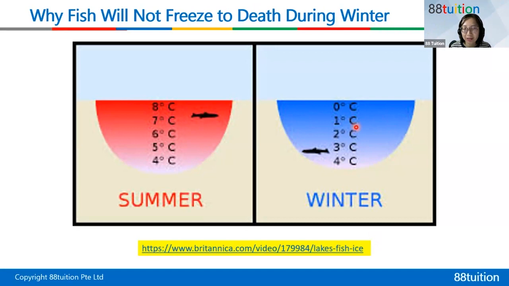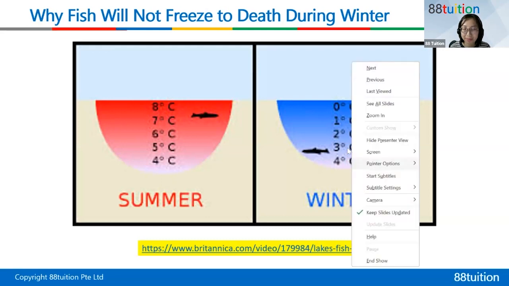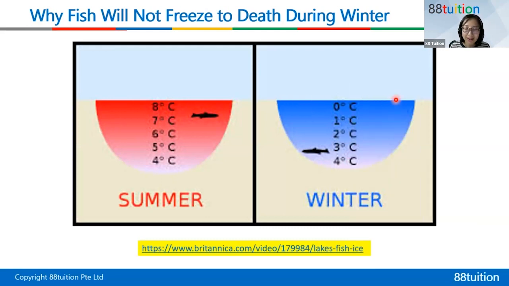Luckily, fish will not die because at the bottom part, there is still water. 1 degree Celsius water, 2 degrees Celsius water, 3 degrees Celsius water, and finally 4 degrees Celsius water at the bottom. Then ice is on top. If I'm a fish, I will swim to the bottom, because there's enough water here. The whole pond will not freeze and become ice. All right, let's move on.